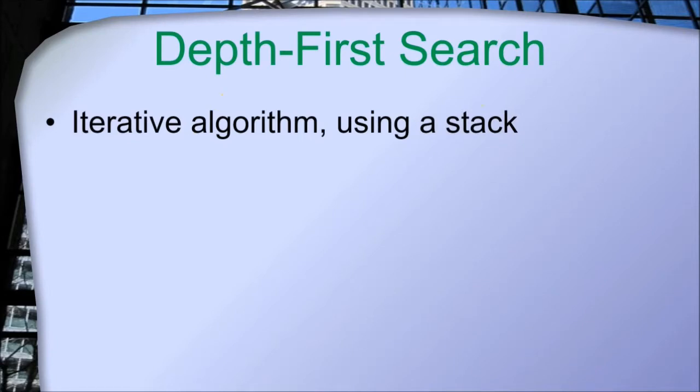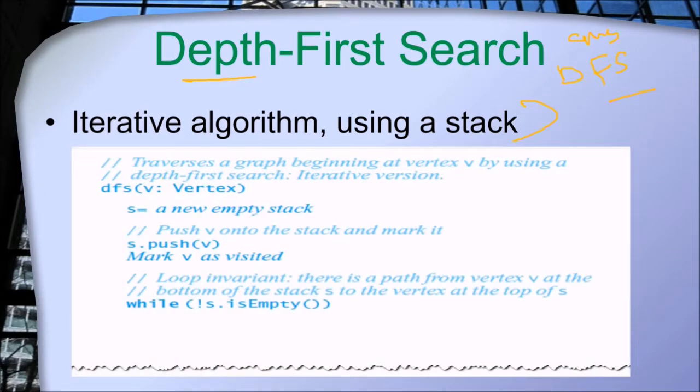This is an iterative algorithm, and we use a stack here. Depth first search uses a stack, and we'll see what breadth first search uses. Maybe breadth first search may use, say, a queue, but depth first search uses a stack. So this is a traversal of a graph, beginning at vertex V, using depth first search, iterative version. We start with DFS, as we have just seen. Then how do we use a stack?